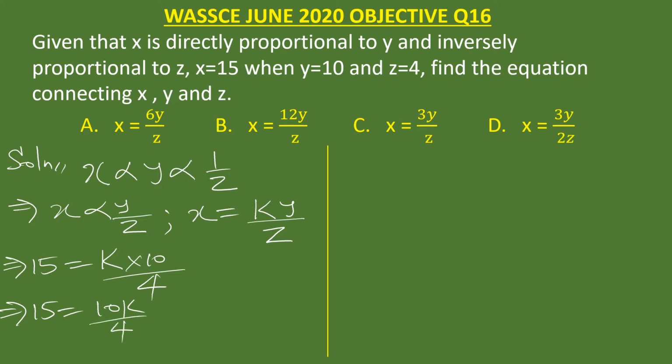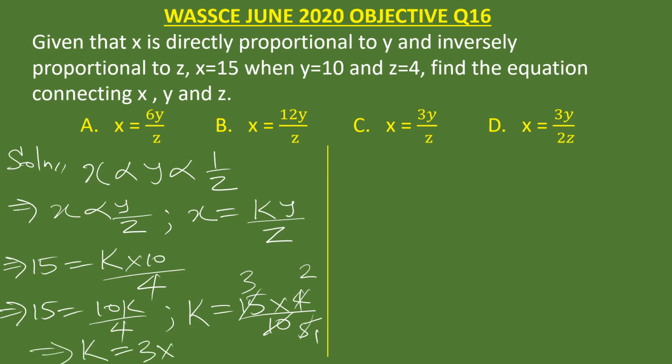Now this simply means that 15 is equal to 10K divided by what? 4. So to make K the subject of the formula, this simply means K is equal to what? 15 times 4 divided by what? 10. Now what can go? 2 here, 2. 2 here, 5. 5 here, 1. 5 here, what? 3. So this simply means that K is equal to what? 3 times 2, which is equal to what? 6.